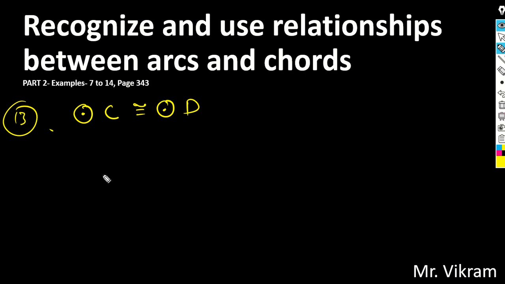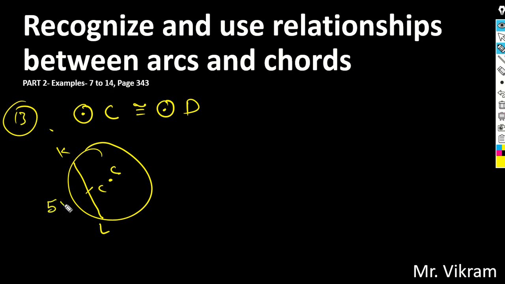Okay, now you have two circles this time. They both are congruent. So let's check the question first. You have circle C, you have this chord which is KL and arc 5x. Okay, no problem.